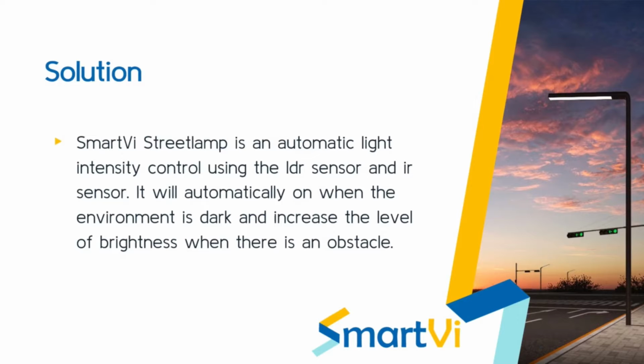So the solution is Smart V Street Lamp, an automatic light intensity control using the LDR sensor and IR sensor. It will automatically turn on when the environment is dark and increase the level of brightness when there is an obstacle.